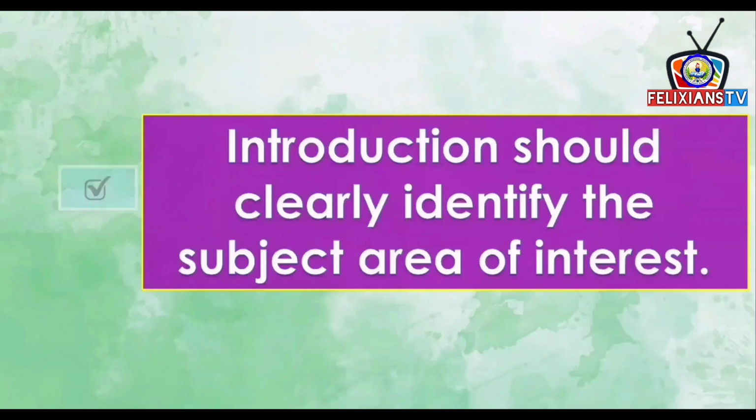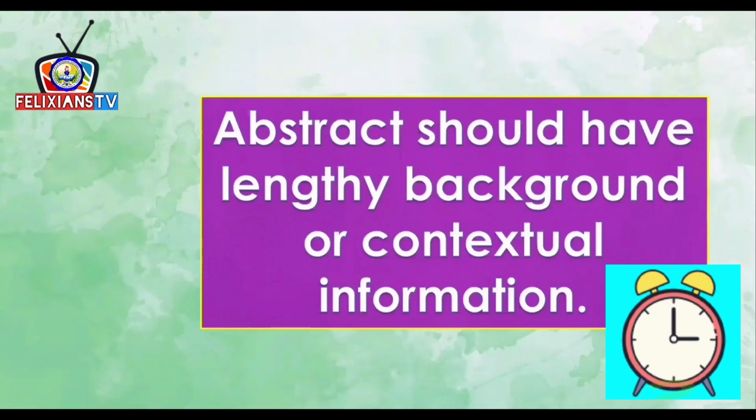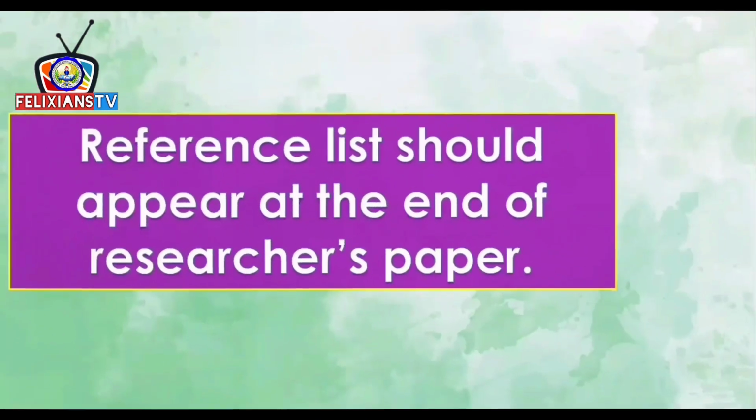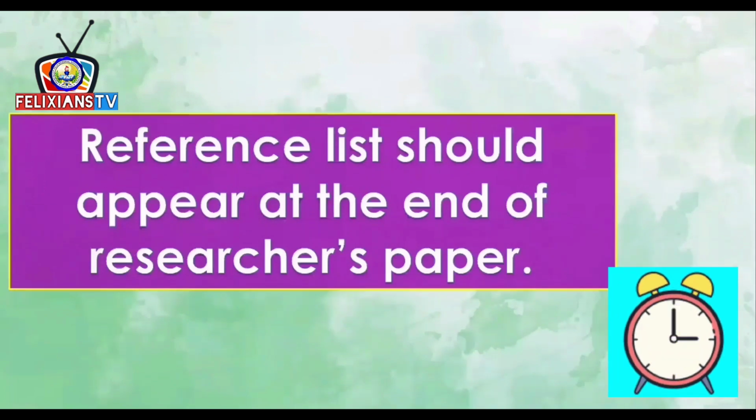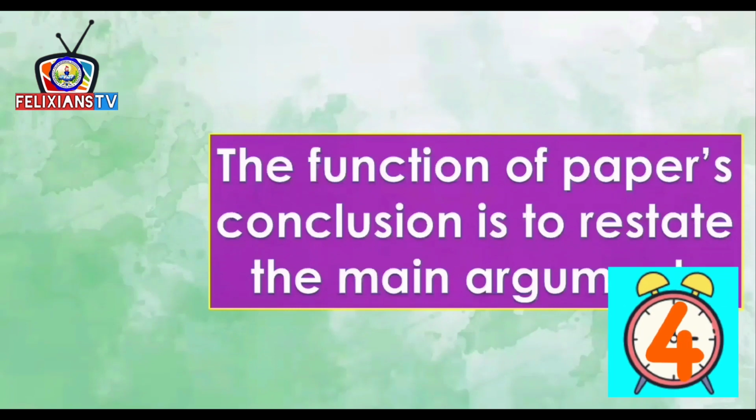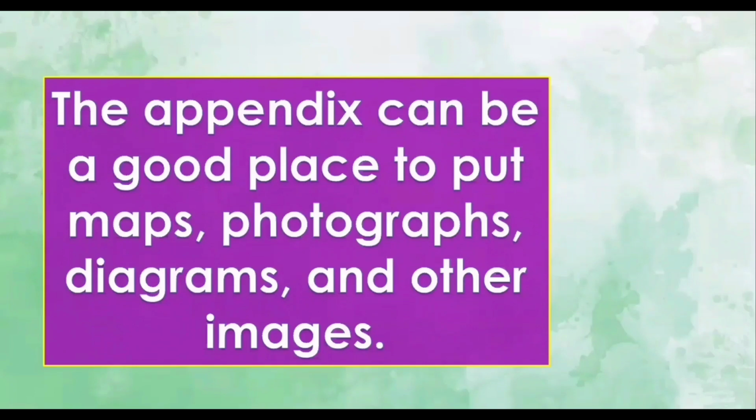The answer is check. Number 2. Abstract should have lengthy background or contextual information. The statement is incorrect. Number 3. Reference list should appear at the end of researcher's paper. The answer is check. Number 4. The function of paper's conclusion is to restate the main argument. The answer is check. And number 5. The appendix can be a good place to put maps, photographs, diagrams, and other images. The answer is check.